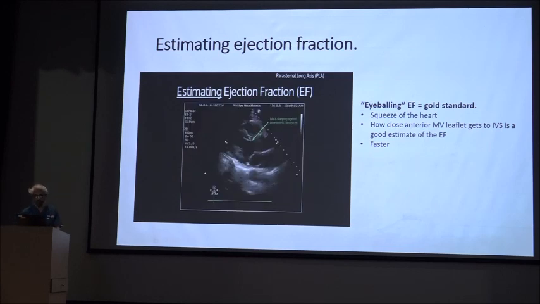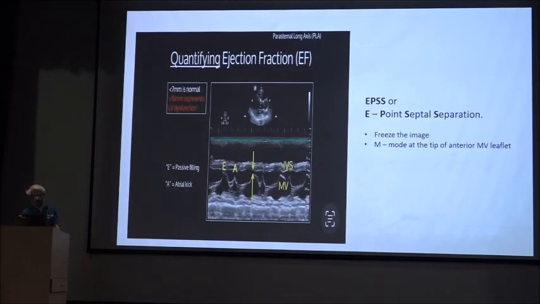The other method is quantifying the ejection fraction with a method called EPSS, or E-point septal separation. In this, we obtain a parasternal long axis view. So this is a parasternal long axis view with LA, LV, the mitral valve, RV, and the descending aorta. We freeze the image and put an M mode on the anterior mitral valve leaflet. Once we put the M mode, we'll get this image on the screen. This is the interventricular septum, and the two curves are the mitral valve.